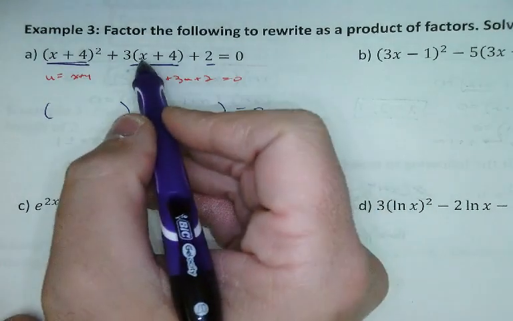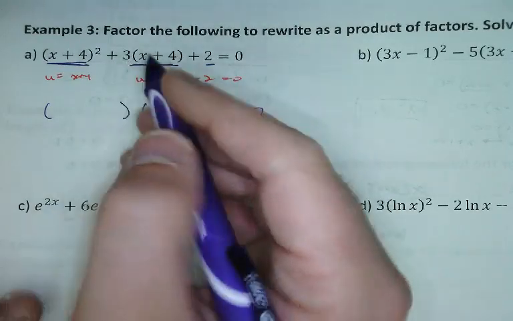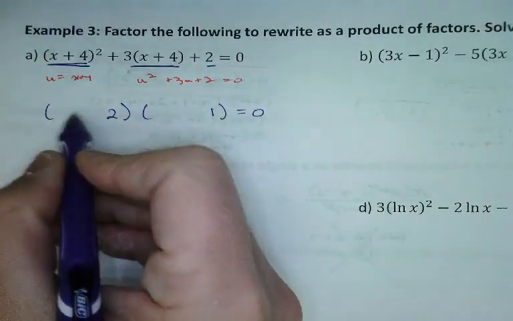Sorry, I might have said that backwards. Multiply to 2 and add to 3? 2 times 1. Yeah, 2 and 1. So what goes in the front right here?